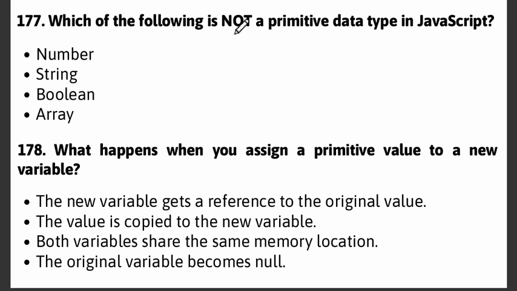Another question, which of the following is not a primitive data type in JavaScript? We know that we have discussed this in the previous video that array is not a primitive data type. Number, string, and boolean, these are all primitive data types.